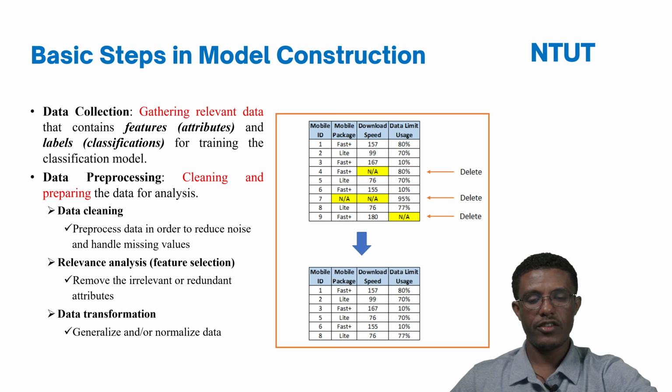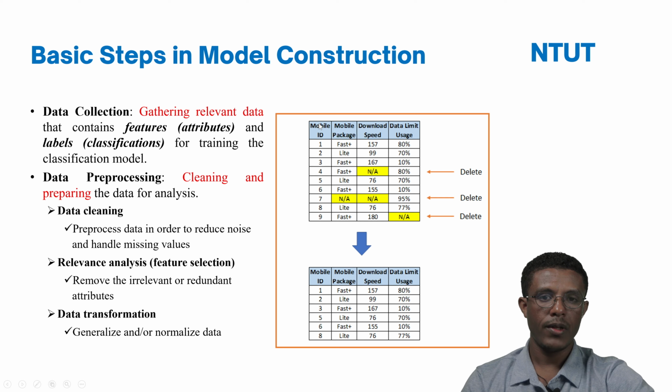because always the first step that we need is data. So the first step, data collection, means gathering relevant data that contain features, attributes, and label classification for training the classification model. For example, this one shows a mobile ID, mobile package, download speed, and data limit usage. This is just an example of our data. Let's say we already collected this data.